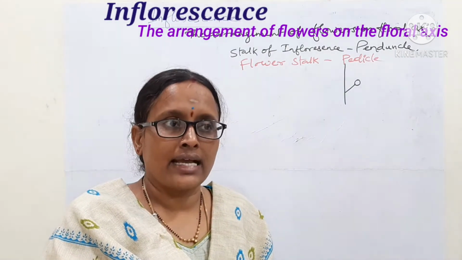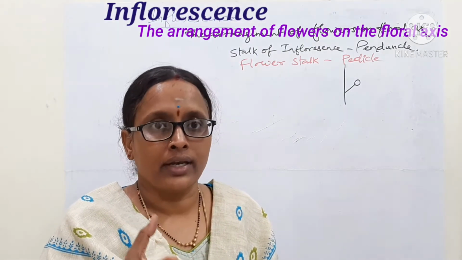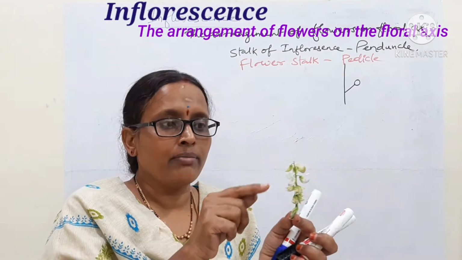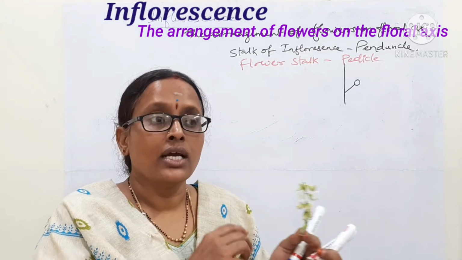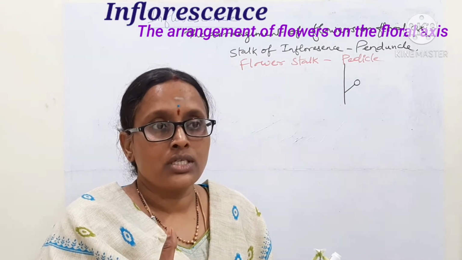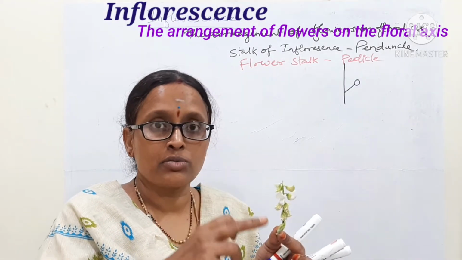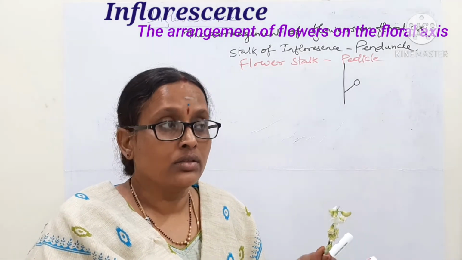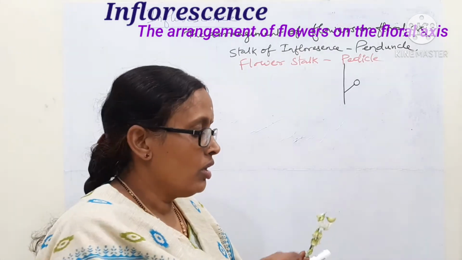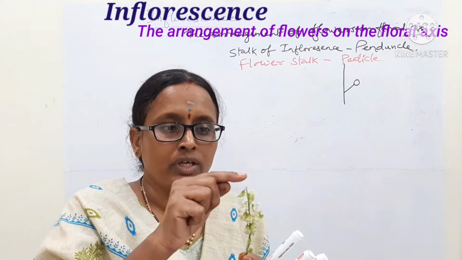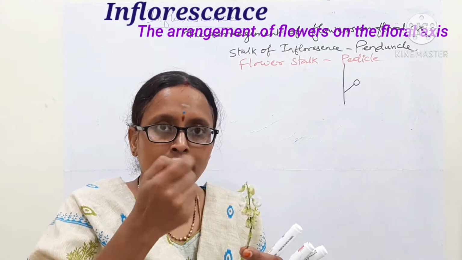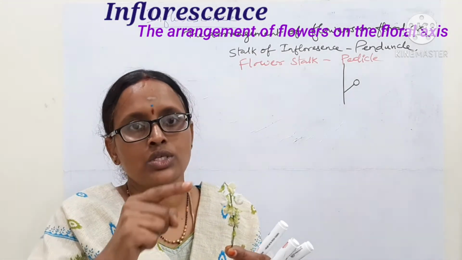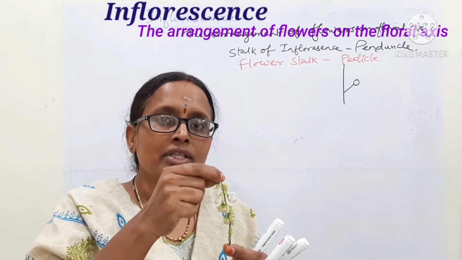On that inflorescence axis, the flowers are arranged in different manners. In some inflorescences, larger flowers are at the base and smaller flowers at the apex. In others, larger flowers are at the apex and smaller flowers at the base. We are going to learn about these arrangements, and whether the axis grows continuously or its growth stops, ending with a flower.